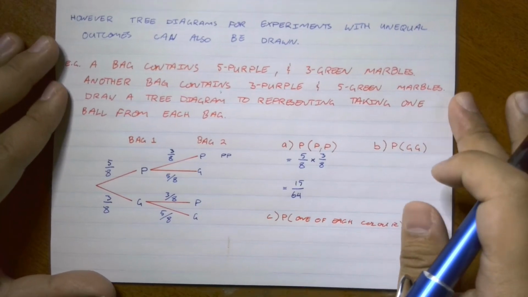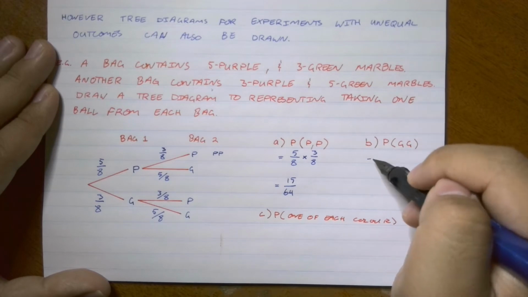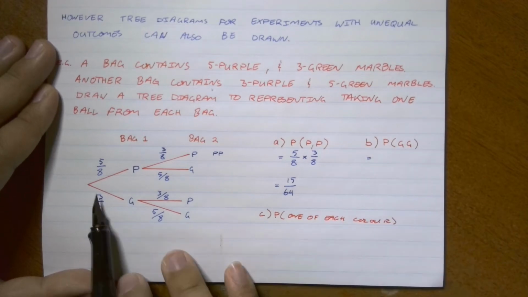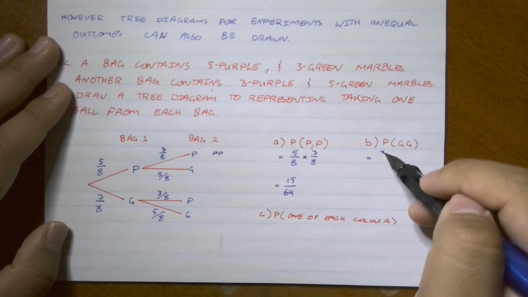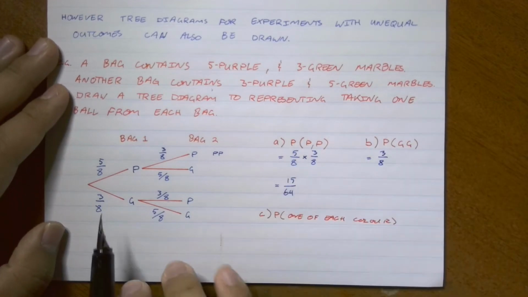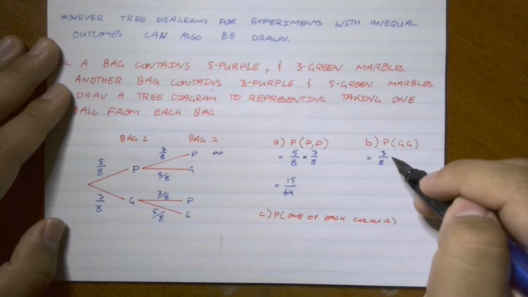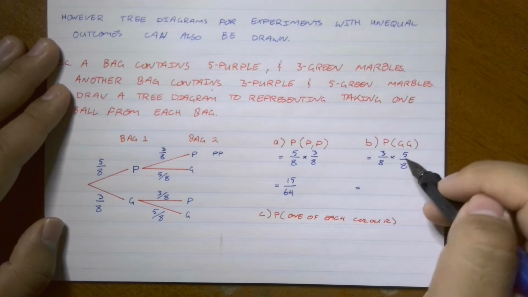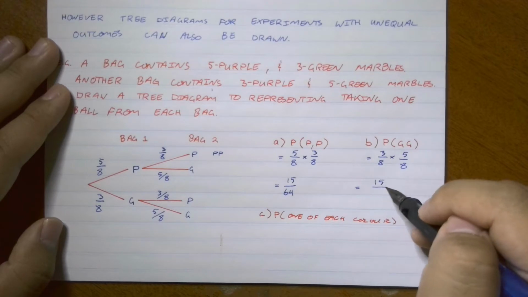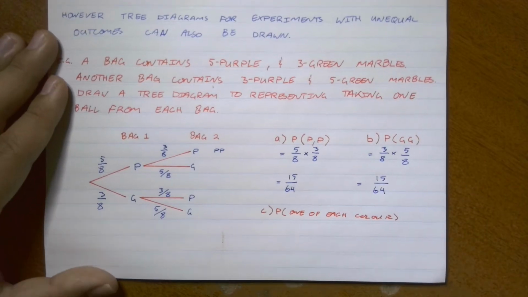Let's move right along. Green, green. To get to that, we need to follow this branch. The first green is 3 out of 8. And the next branch is 5 out of 8. And we multiply that through the branches. As you can see, it's the same thing. 3 times 5 is 15. 8 times 8 is 64.